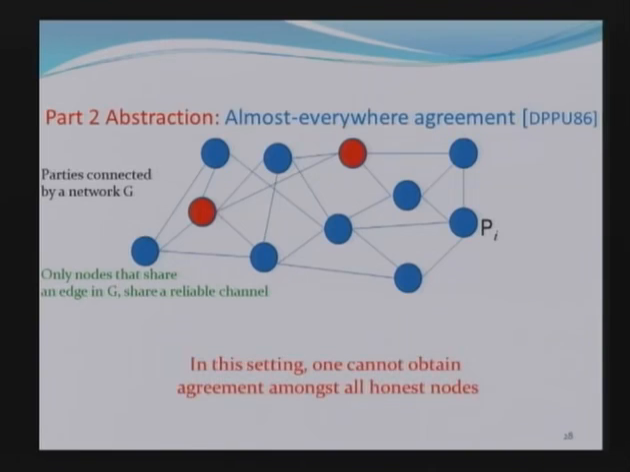Note that in this setting, one cannot actually obtain agreement amongst all honest nodes. Why is that the case? Say an honest node is connected only to malicious nodes. Then there's no way we can even communicate reliably with this honest node, let alone run some computation with the help of this honest node. So in some sense, this honest node is doomed, right? We cannot help it in any way.